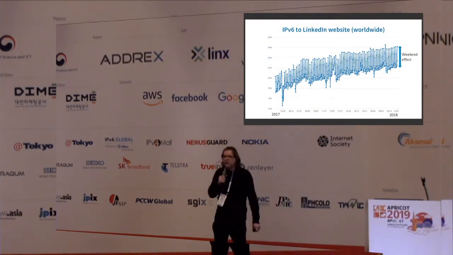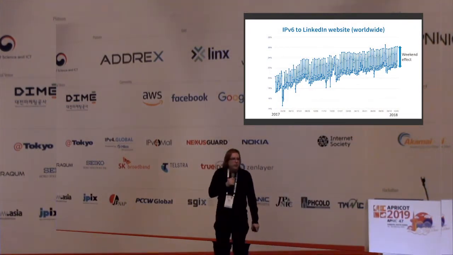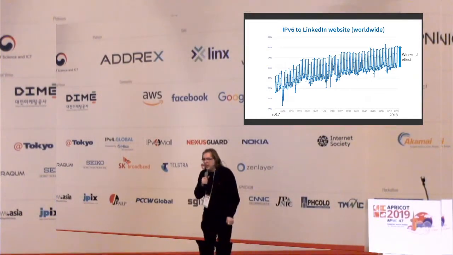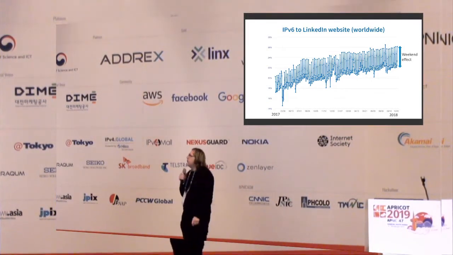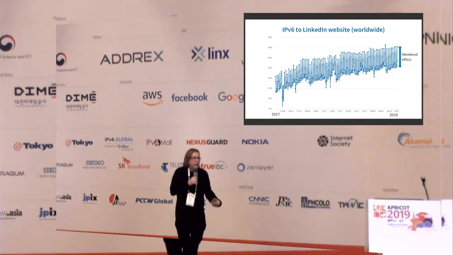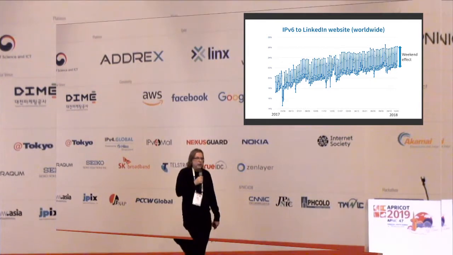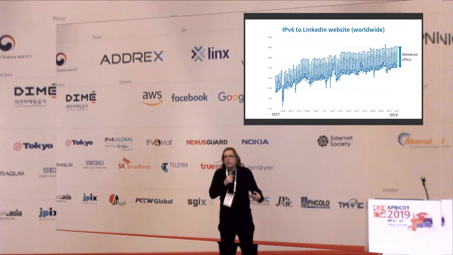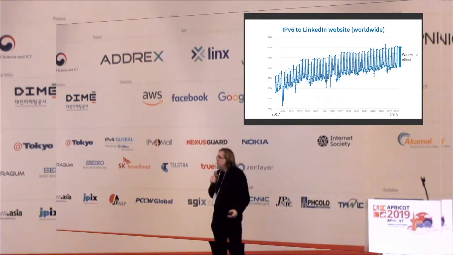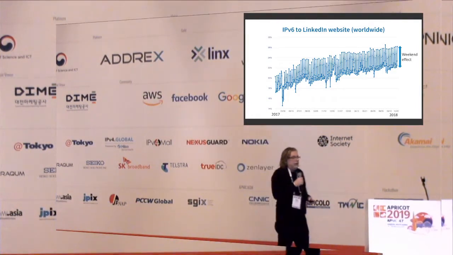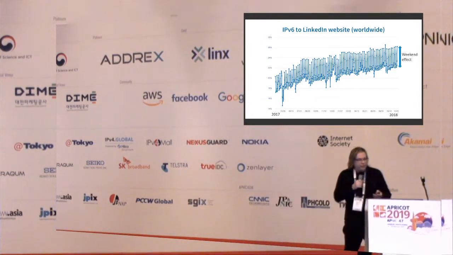People are at the office. Offices have got IPv4, and then they go home, and they have got IPv6 at home, or they are on their mobile. So you've got the weekend effect, where IPv6 in percentage is higher on the weekend. In terms of traffic volume, usually it's lower, but in terms of percentage, you've got more IPv6 on the weekend. So the next frontier for us is to get IPv6 inside the enterprise.